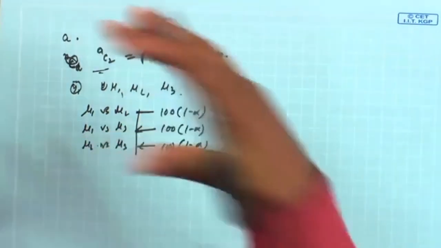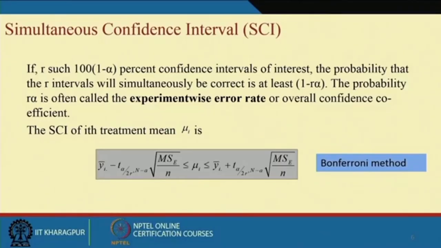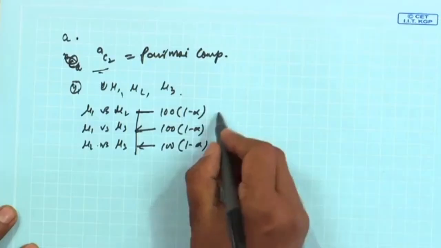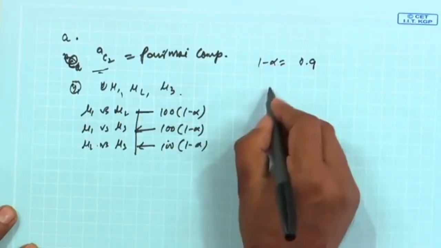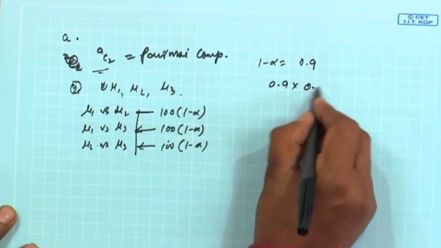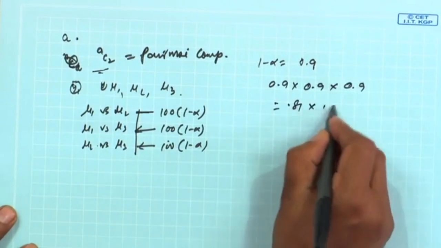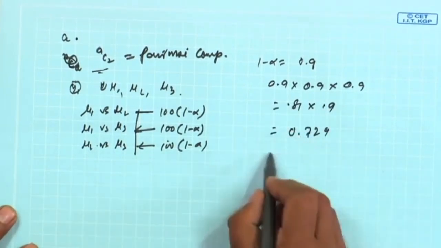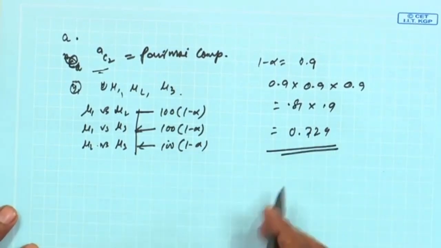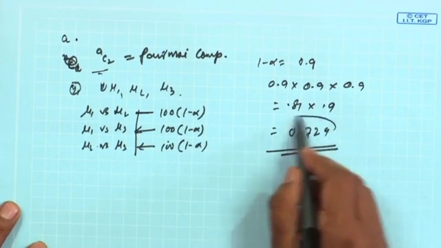As we are considering all those simultaneously, what will happen basically? Suppose 1 minus alpha is 0.9; for 3 cases, then 0.9 times 0.9 times 0.9, that is 0.81 times 0.9, which is about 0.729. So, collectively, your overall confidence level is reduced to this.